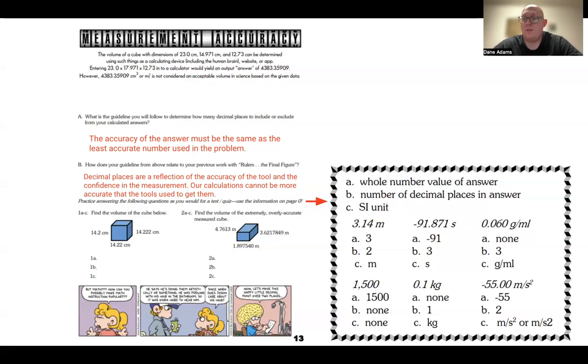They didn't just come from nothing. We have to assume that they came from a tool that has a limited amount of accuracy. So our calculation, our answer also has a limited amount of accuracy.